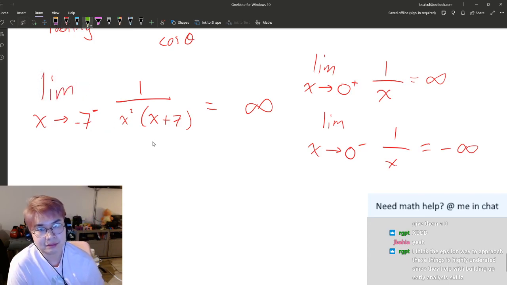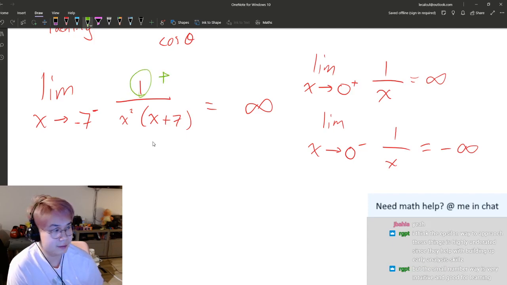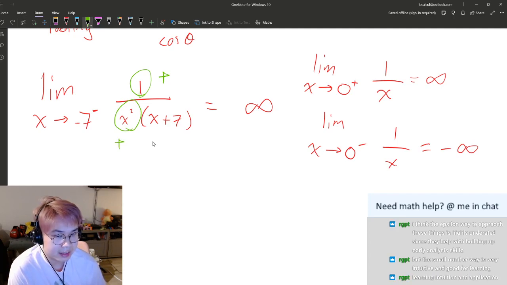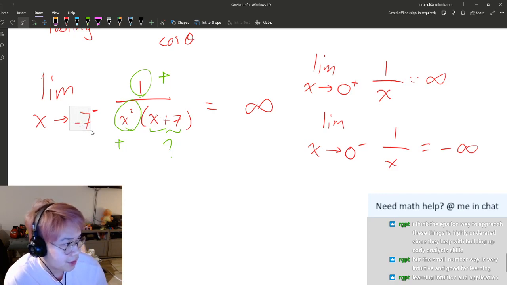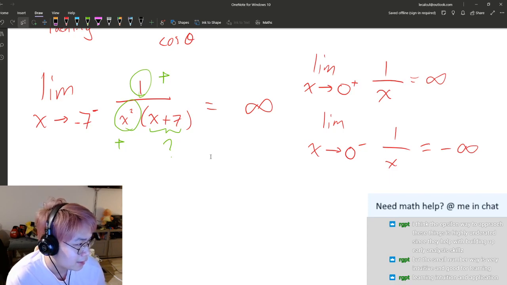But that's easy, because that's just knowing how integers divide. So let's look at this. This is positive. X squared is always positive. Now, the thing that's going to determine if your infinity is negative is this factor right here. So if I am approaching negative 7 from the left side, then you need to think about what x plus 7 is going to be in terms of being positive or negative. So give that some thought and let me know what you think it's going to be.